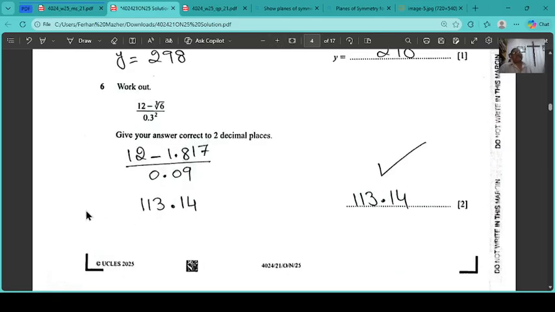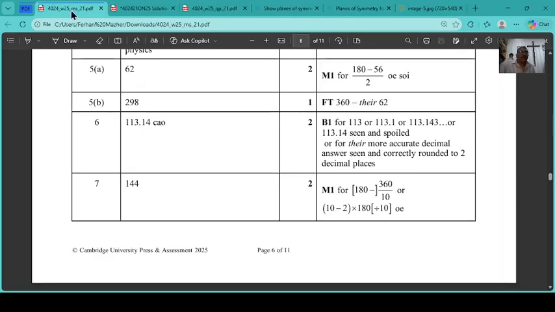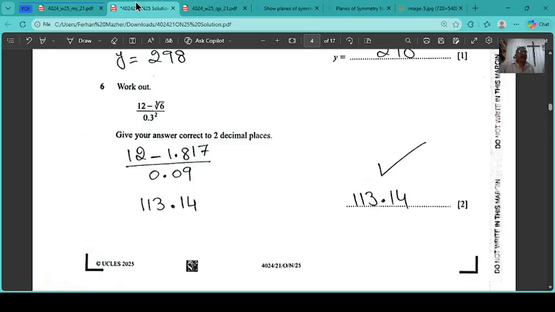The cube root of 6, when you take it on your calculator, is 1.817. Then on your calculator you write 12 minus 1.817, divided by 0.3 squared, which is 0.09, and that will be 113.14, to two decimal places. So 113.14 is the right answer.